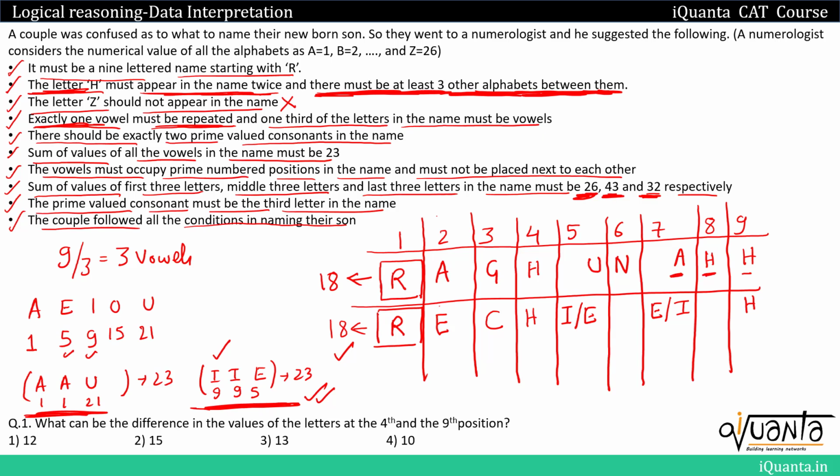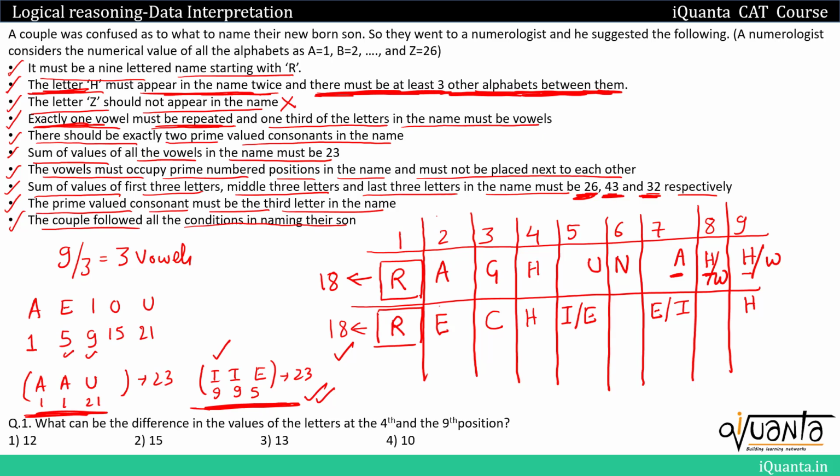So let me find out the value of A and H. Because we know that A and H will definitely be there, we need a third letter which will make the sum equal to 32. The sum of the values of A and H is 1 plus 8, that means 9. To make the sum 32 we need 23 more, and which is the alphabet with value 23? It is W.